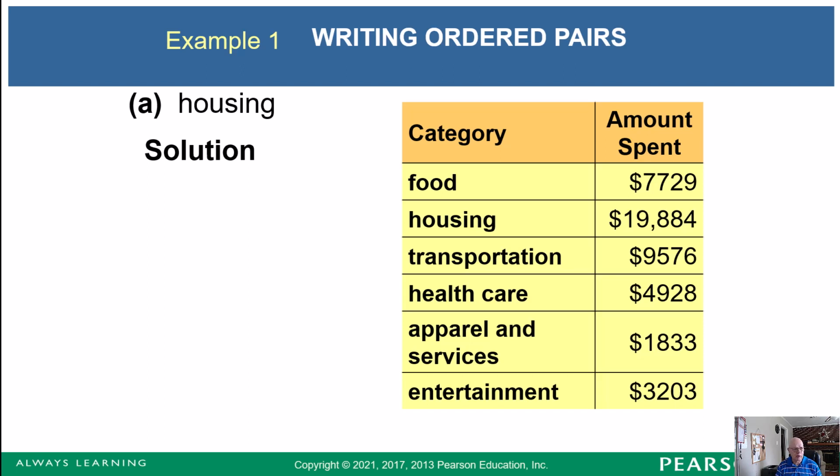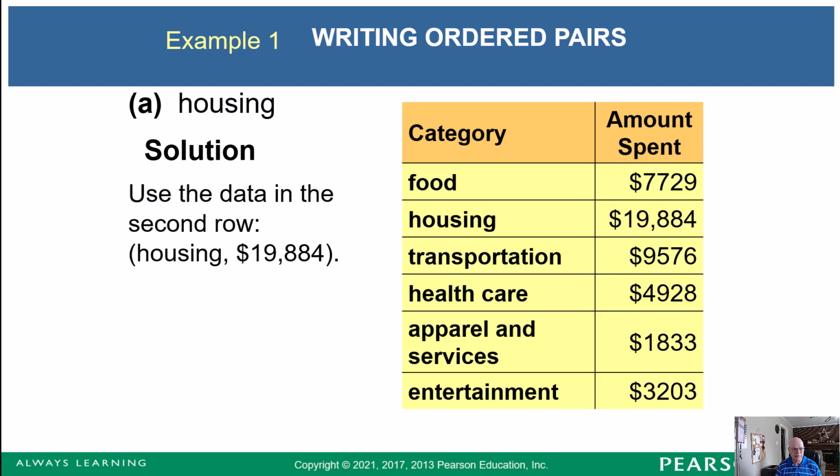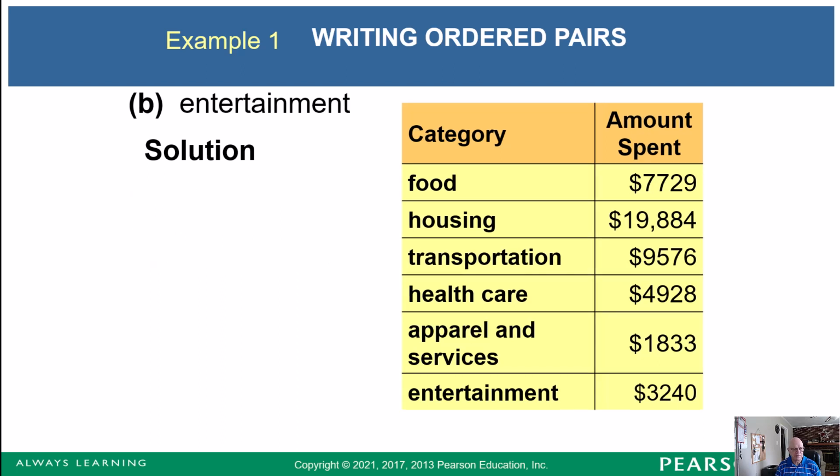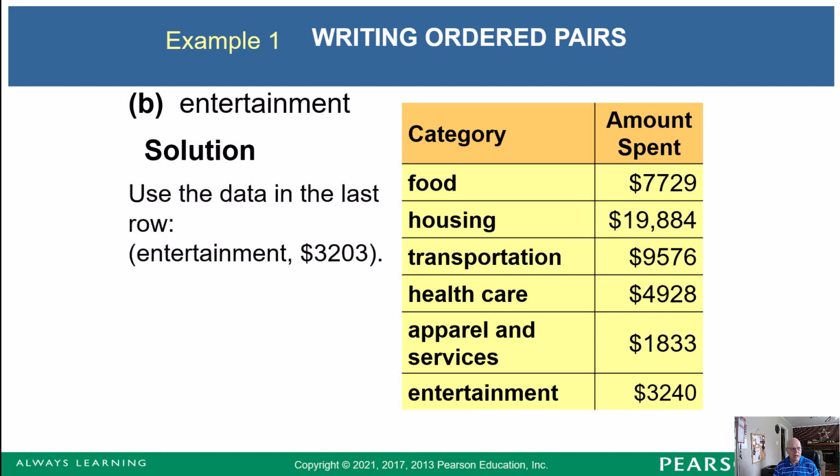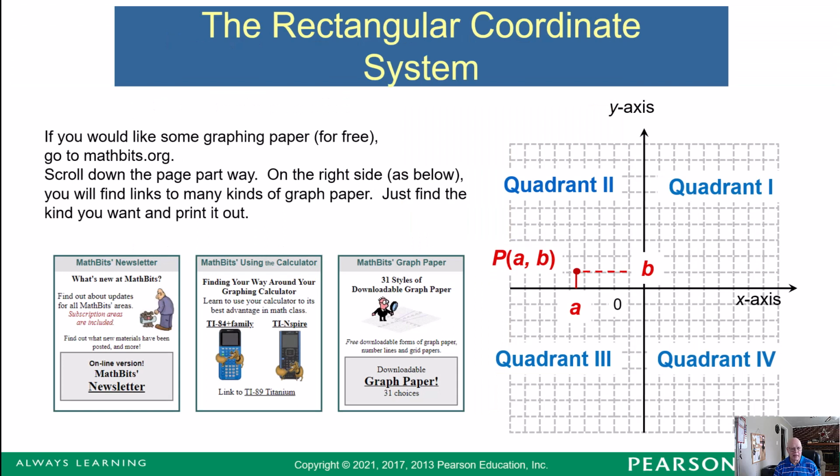So for the housing, what would it be? Housing, 19884. Entertainment. See where that is? It's at the bottom. And there's your ordered pair. It's that easy.